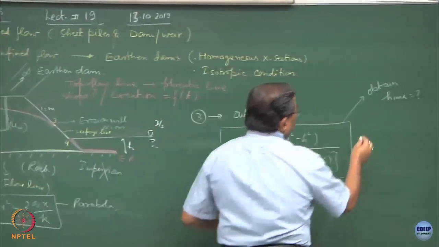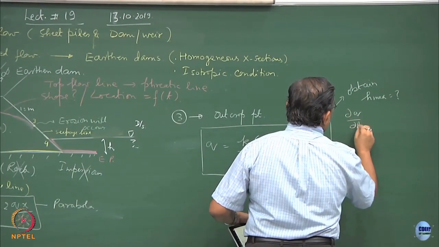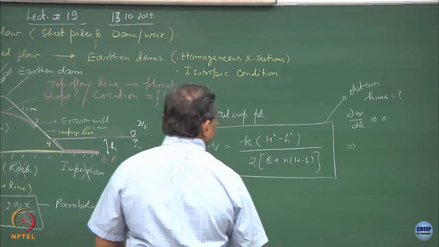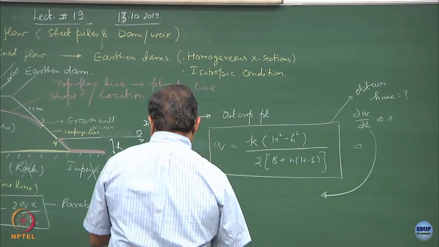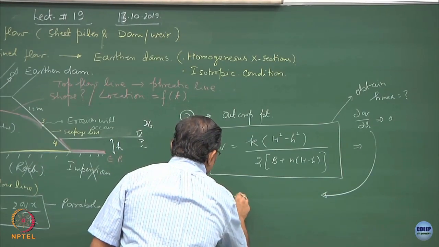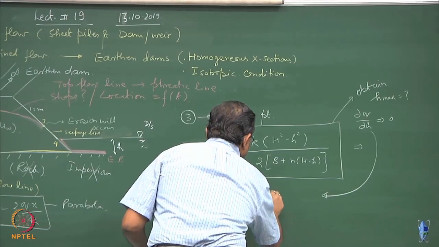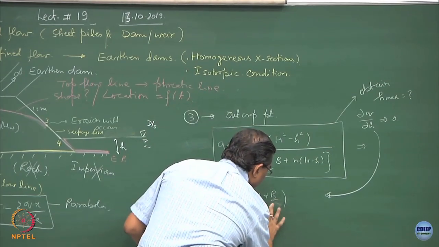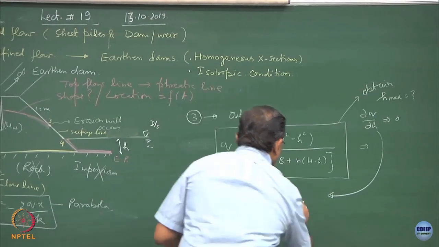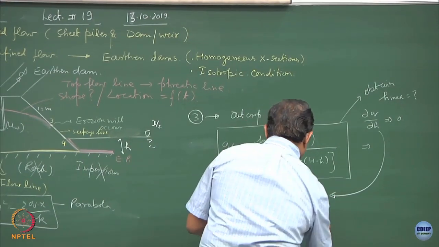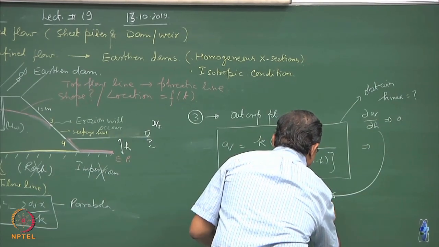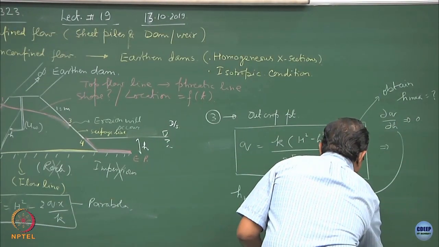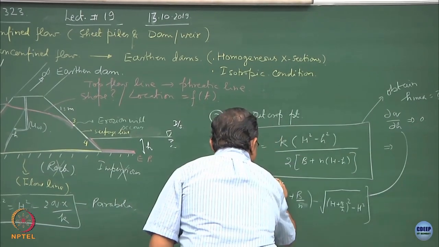So, if you differentiate this function and put it equal to 0, what you will be obtaining is h maximum equal to (h plus b by n) minus under root (h plus b by n) square minus h square, this expression.